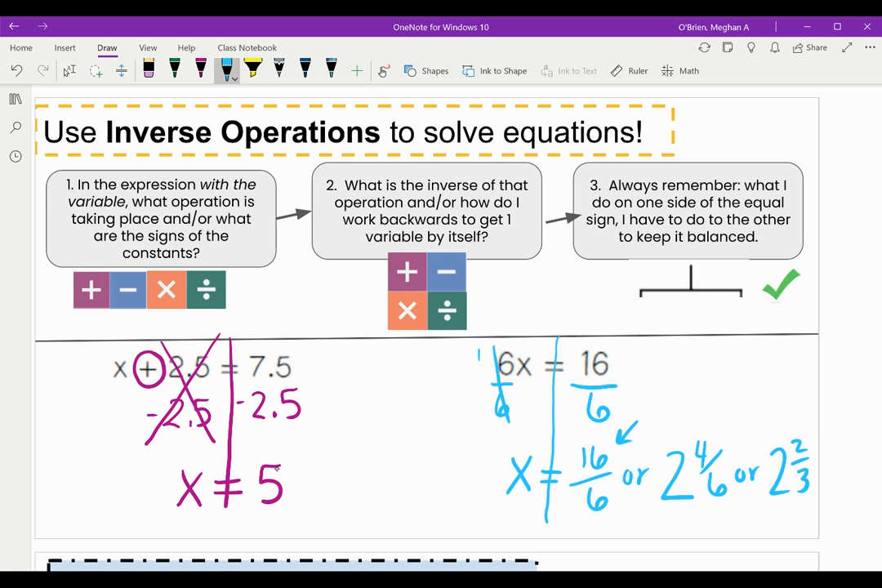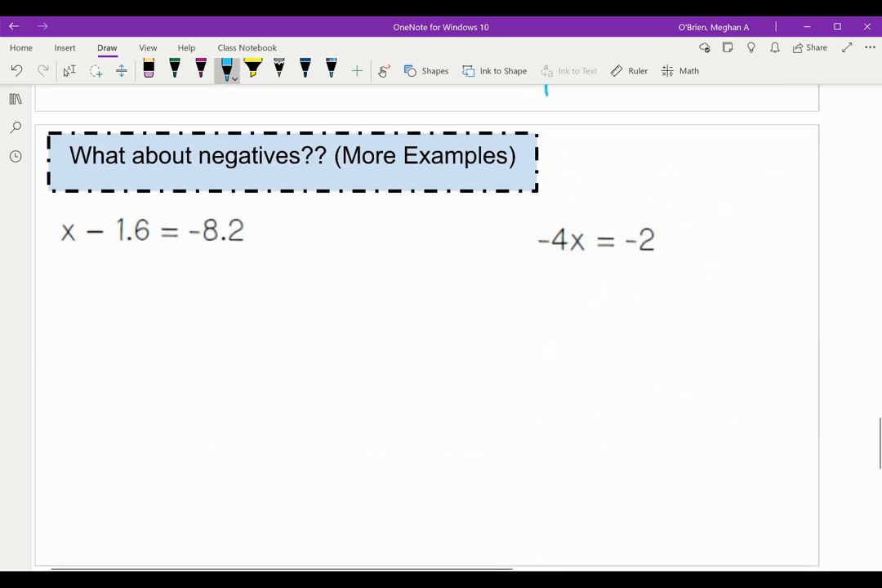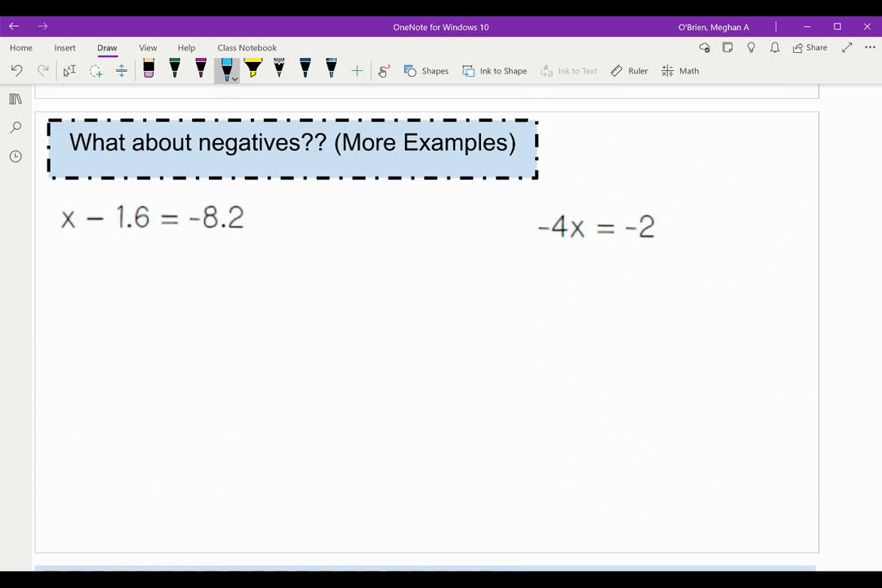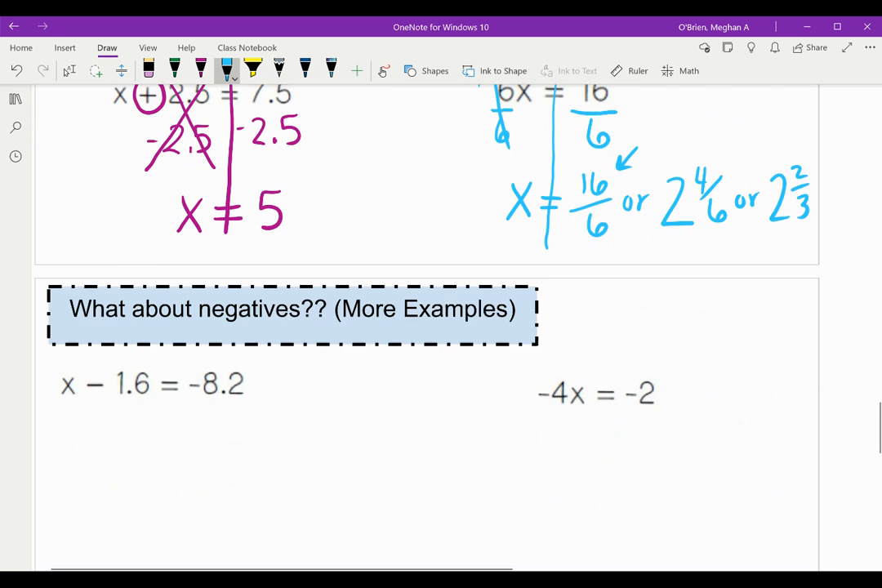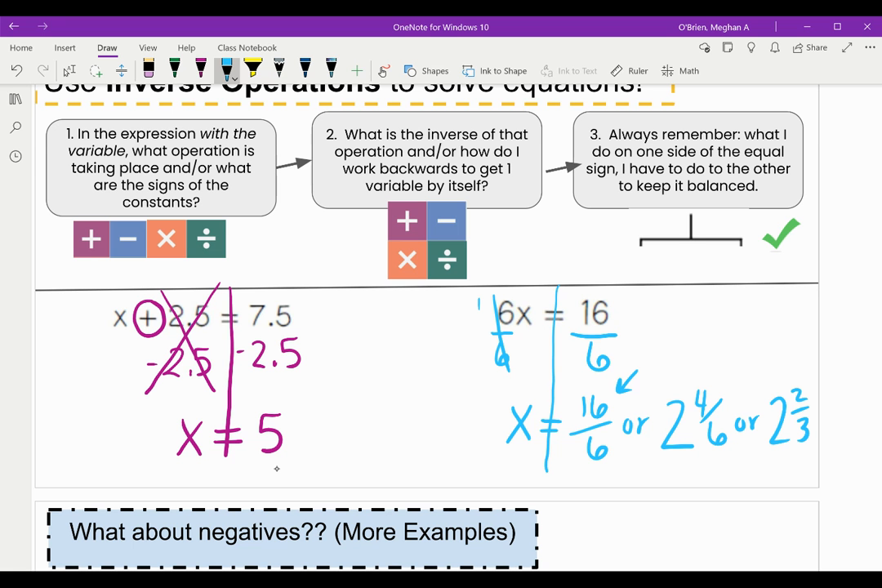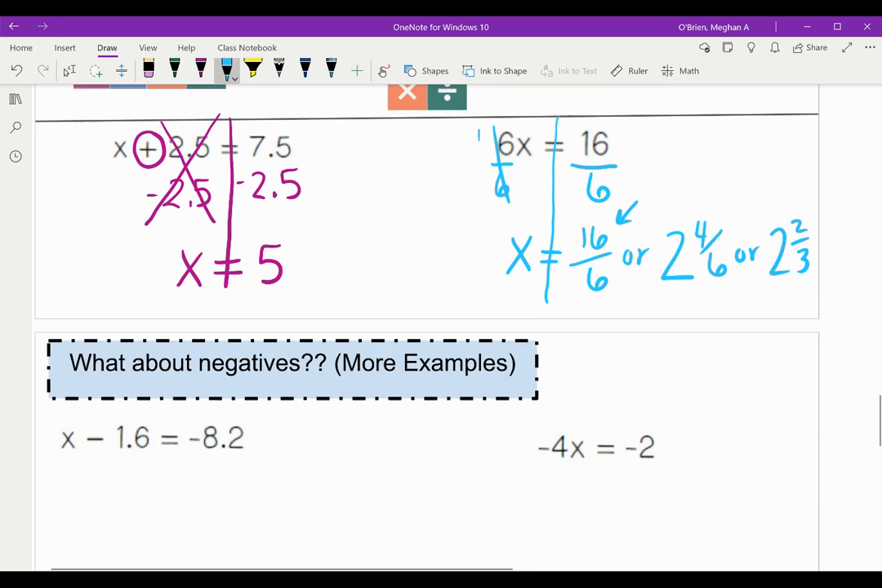So step one, what operation is taking place? Step two, do the opposite of it. And step three, whatever you did in step two, do the same to the other side. Draw a picture if it helps. Well, what about negatives? I'm not worried. It's the same thing because in step two, I'm going to scroll up for a second. It says, what is the inverse of that operation and or how do I work backwards to get x by itself? So I think I just take a look at the signs sometimes.